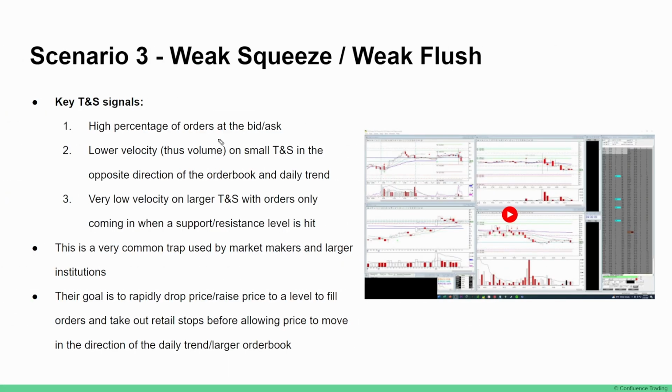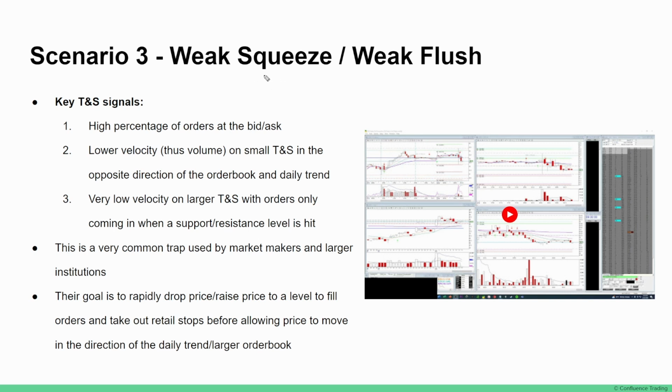Okay, so this brings us to our last scenario that we're going to learn about today, which is the weak squeeze or the weak flush. I include this scenario because in my own trading, I'm trying to avoid getting trapped in fake moves. And that's exactly what this key time and sales signal is going to teach you to avoid.